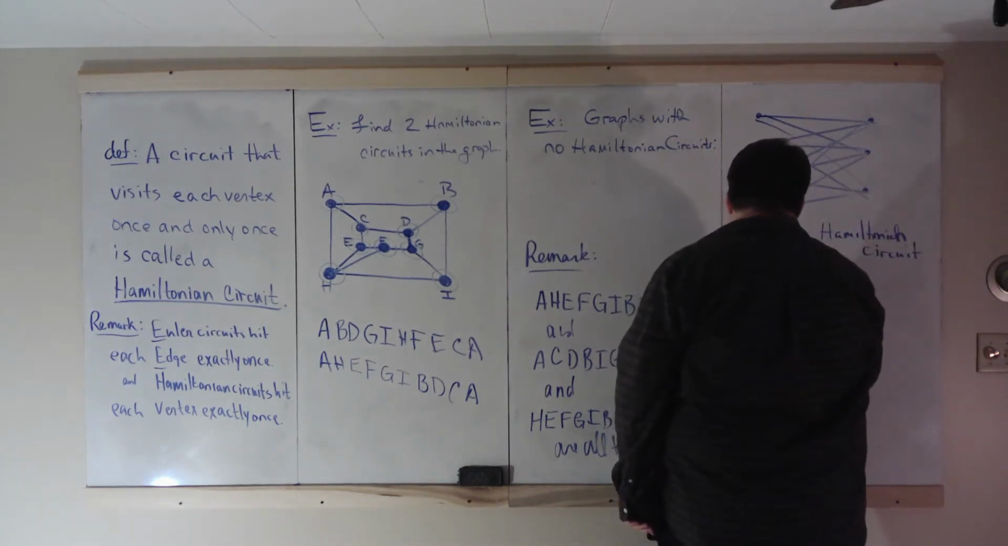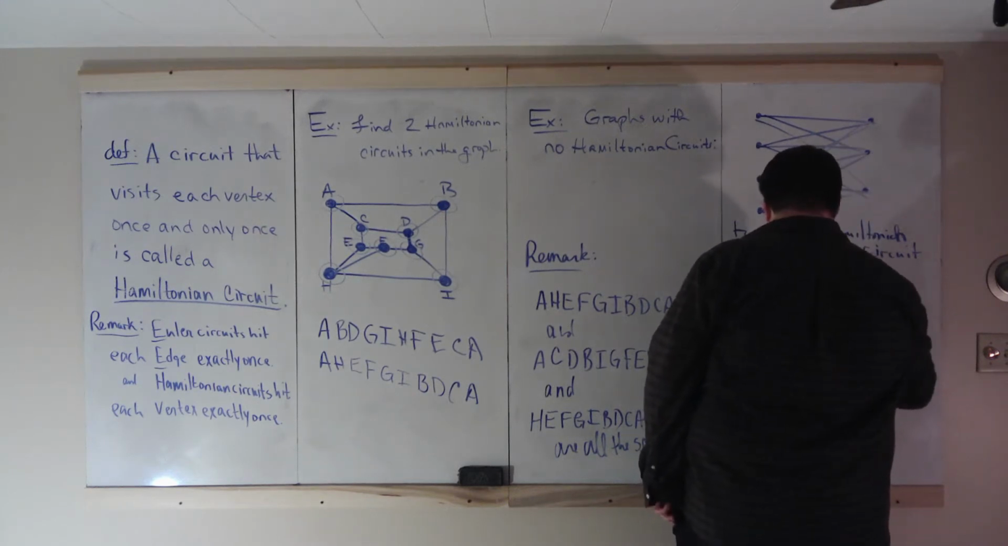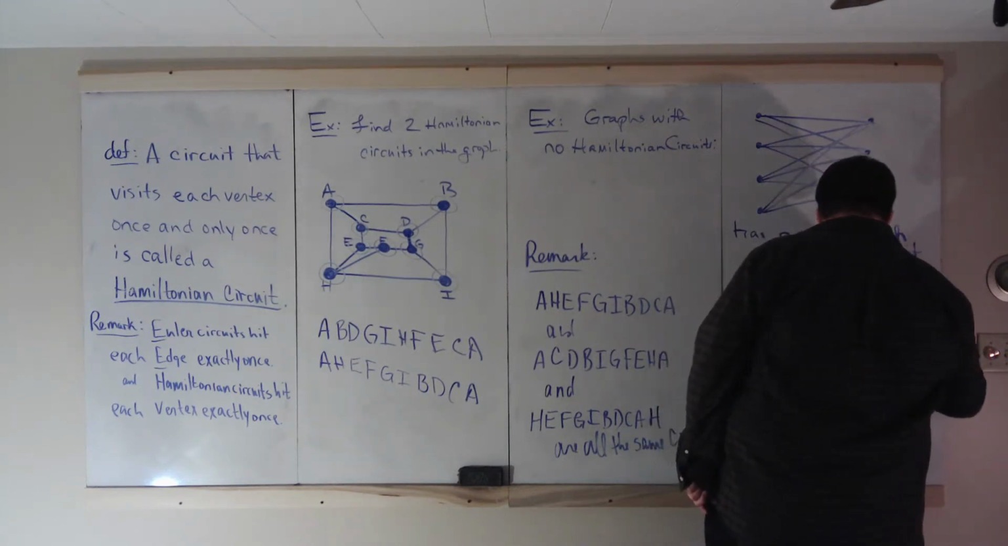Here's another family of graphs with no Hamiltonian circuit. It's going to be an odd by odd grid.